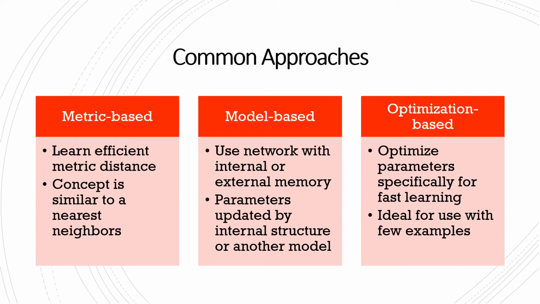Model-based, in which there is an external or internal memory and the parameters are updated based on the internal or external memory. And then optimization-based. This is what I have found to be the most common one, the most basic to understand. Basically, you've got optimized parameters that are specifically set for fast learning, and this is what is ideal to use when you only have a few examples.